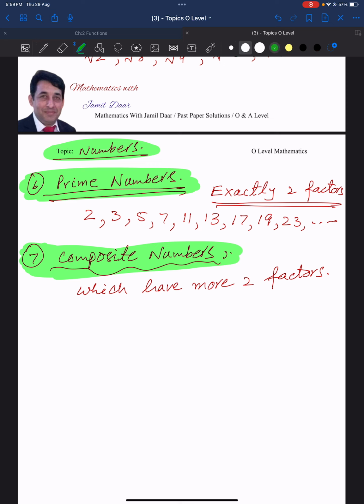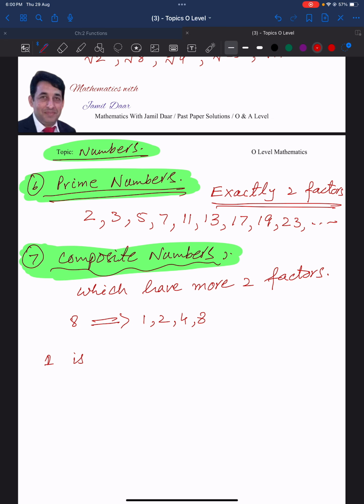So composite numbers. Like 8 is divisible by 1, 2, 4, and 8. So 8 is a composite number. 1 is not a prime number.